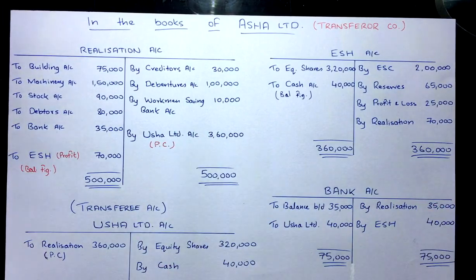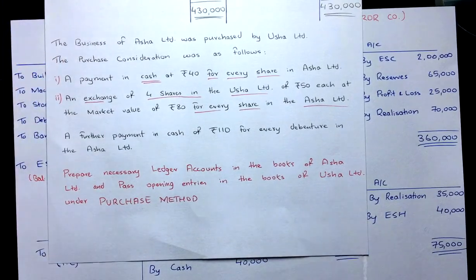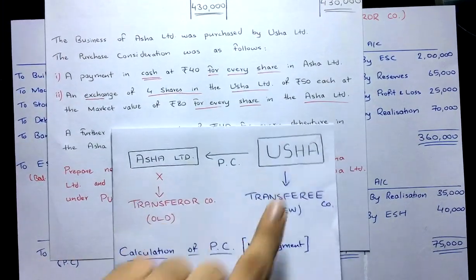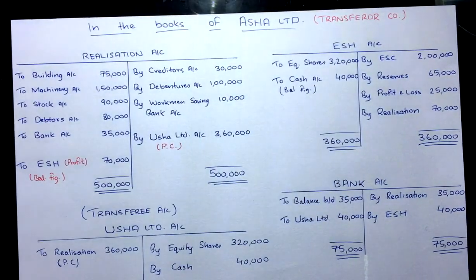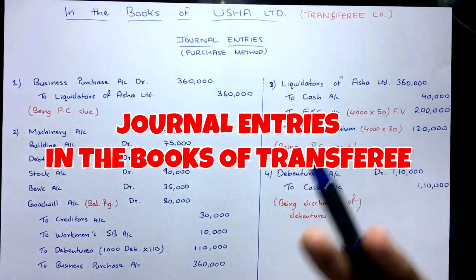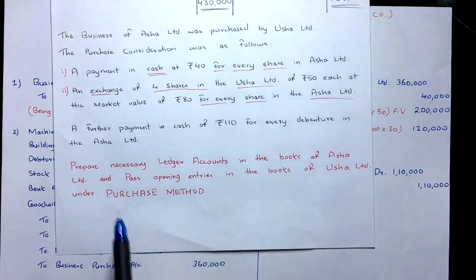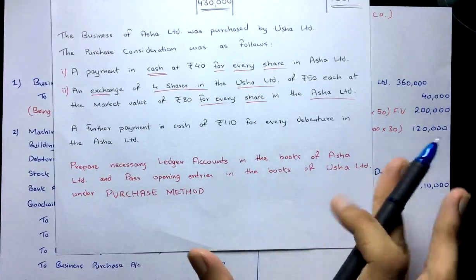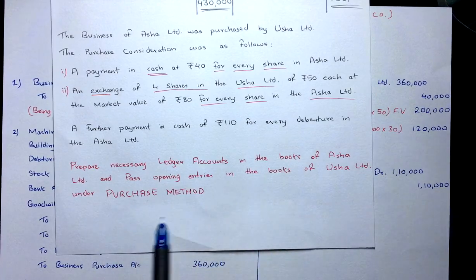Now we have to see the journal entries in the books of Usha Limited. Yeah, the new company. So let's see that. Let's go to the journal entries in Usha Limited. Now see here the journal entries in the books of Usha Limited. Let's see how to pass the journal entries. See here in the question they have said specifically this is the purchase method. Amalgamation is in the nature of purchase, and we have to pass the journal entries according to the purchase method.